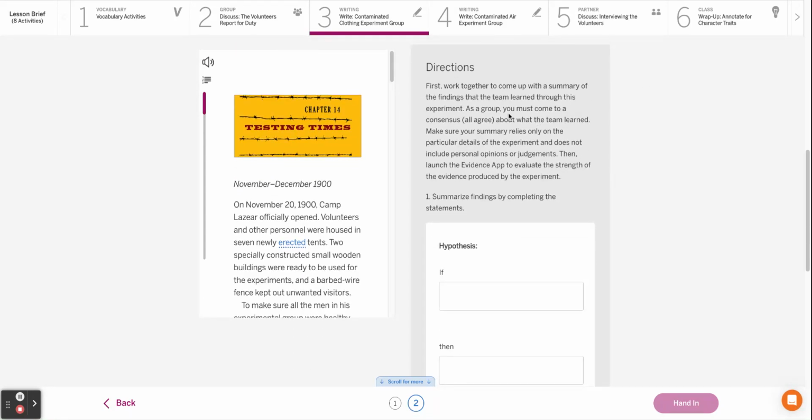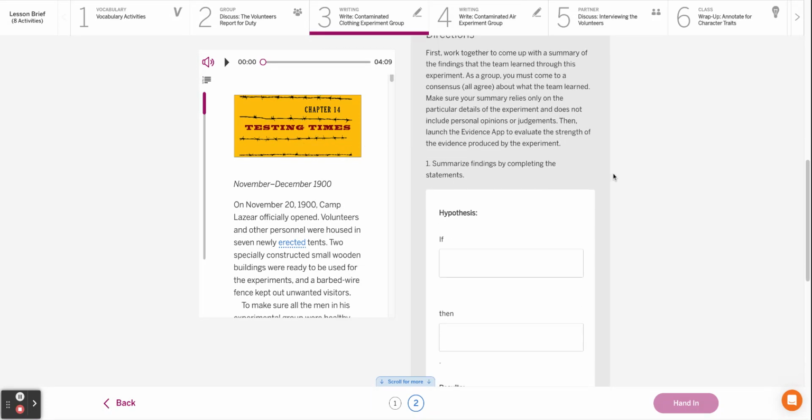So you're doing this independently. You need to have your summary of your experiment. So, what did you learn? Make sure your summary relies on the details, like I said. In your evidence app, you're going to then evaluate the details or the strength of those pieces of evidence from the experiment. Read this. It's 4 minutes. If you need to reread it, that's fine.